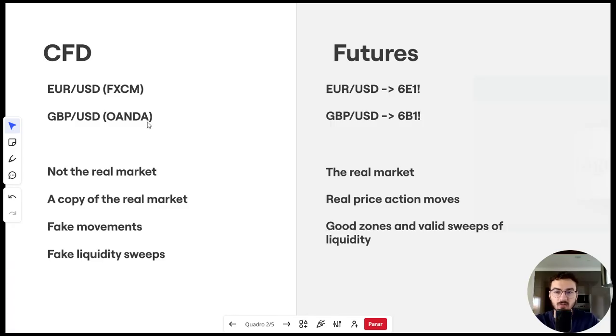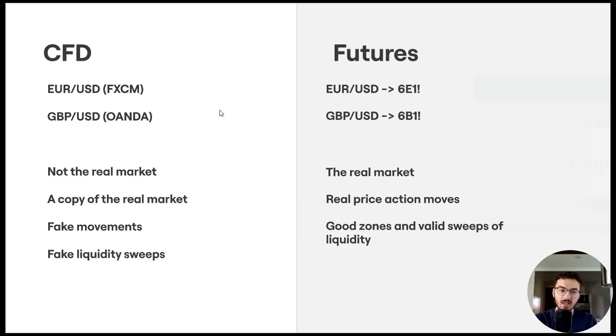forex.com, whatever, plenty of those brokers. Whenever you go to TradingView, you get a bunch of USDs, all from different brokers, okay? And those brokers, in those pairs, will try to copy the real market, which is futures. The thing with this is that the brokerage is doing the price action itself.